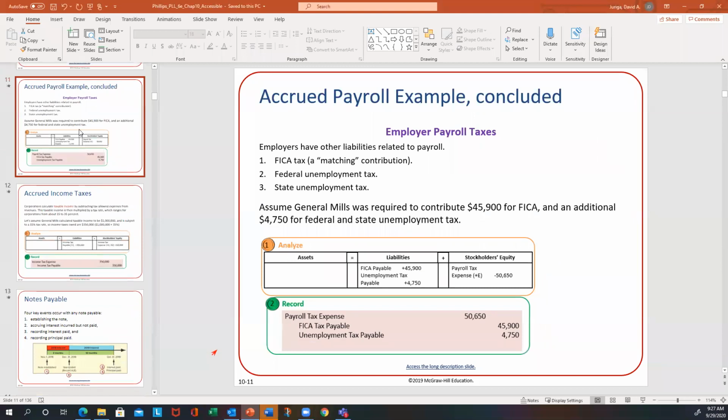And then here's just another example of an entry that would need to be accrued, where they've got some unemployment tax, federal and state, and the FICA. Notice how you are debiting a payroll tax expense and crediting the liabilities. And remember that anytime you accrue these liabilities, you're putting that expense on the income statement, which does impact your profits as well.